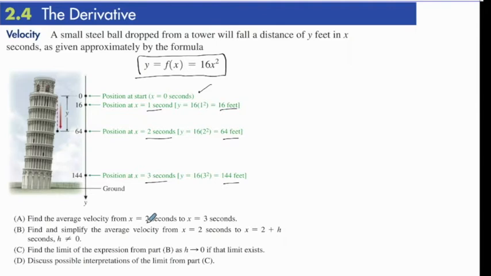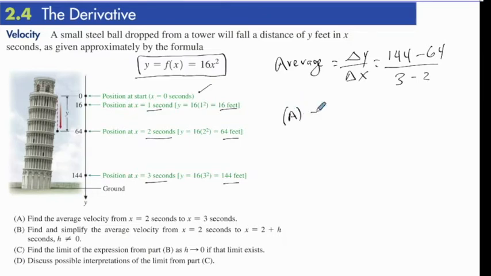Part A says find the average velocity from x equals 2 to x equals 3. So remember, average velocity is equal to delta y over delta x. So what is the y value at x equals 3? That is 144. What is the y value at x equals 2? That is 64. And then the change in x. So for part A, we have 80 over 1, which is 80 feet per second. This is describing a measurement in feet. These are describing a measurement in seconds, and we get feet per second.